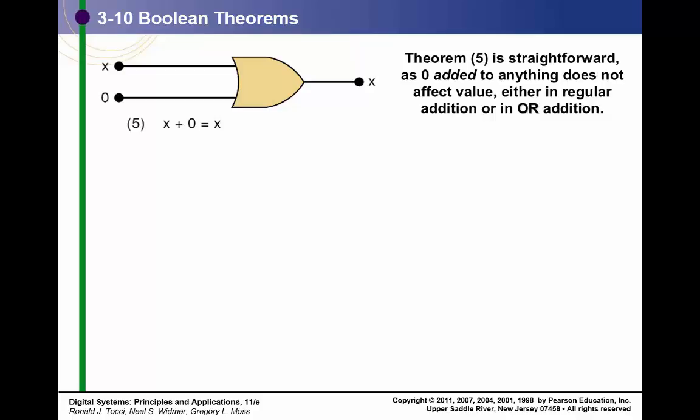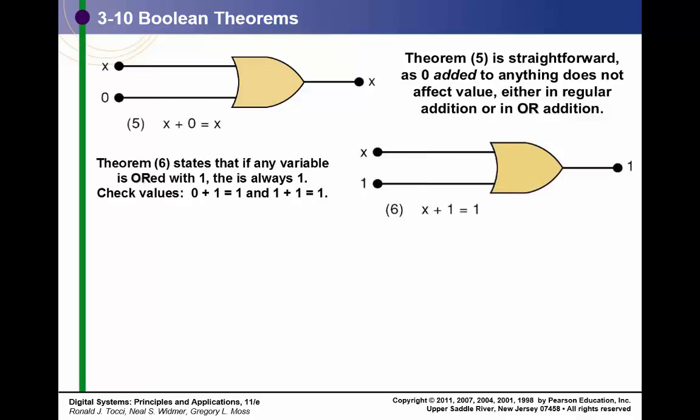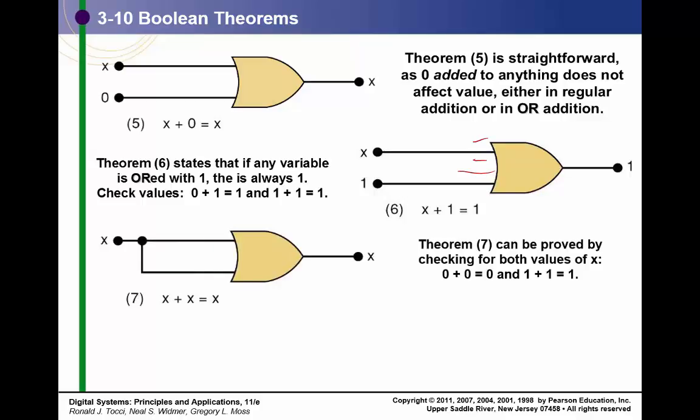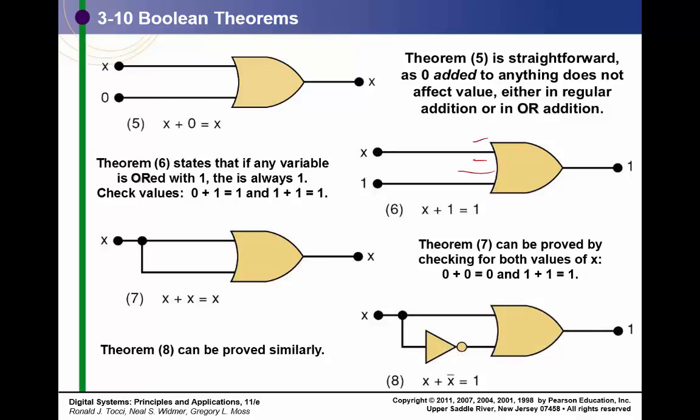Now, as we move to our other theorems, we end up with anything x plus 0 is going to be equal to x. Anything x plus 1, the output is always going to be 1. And again, that goes back to an OR gate, and we can extend this to many. If we have 10 inputs, the output is always going to be 1. X OR with itself is going to be x. 1 plus 1 is 1. 0 plus 0 is 0. And again, we also have this situation where x plus x naught is going to be 1.